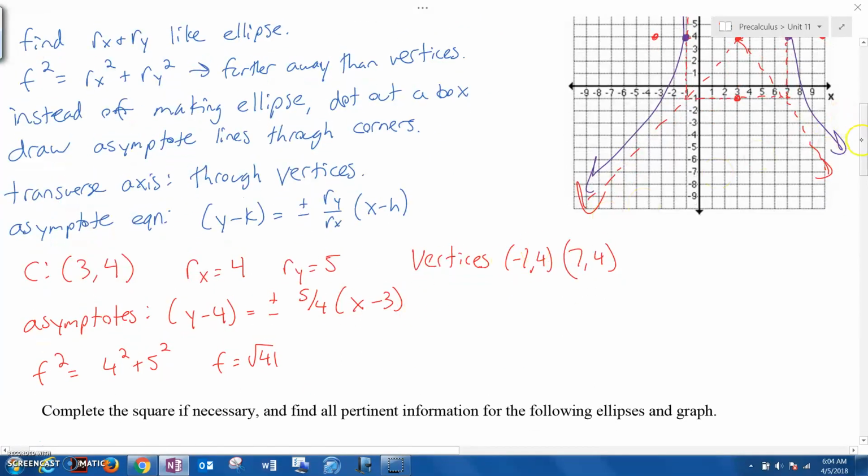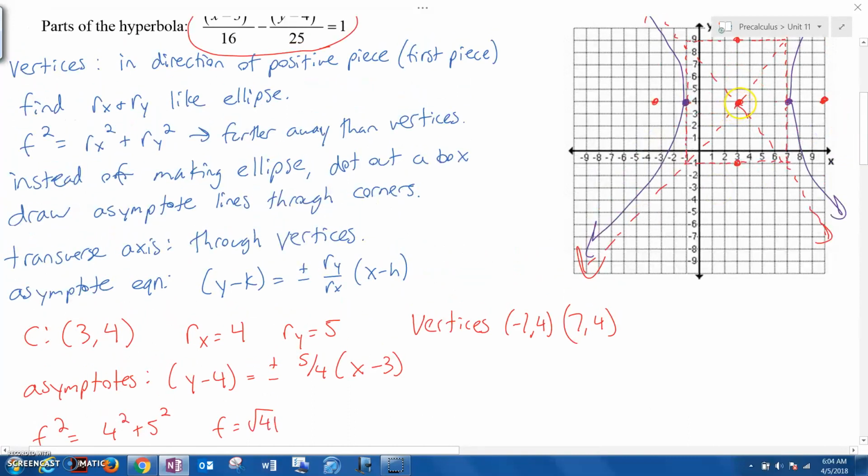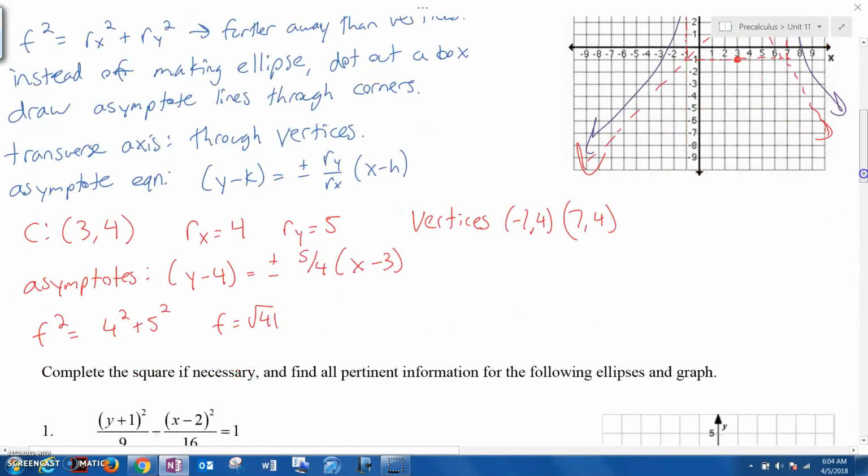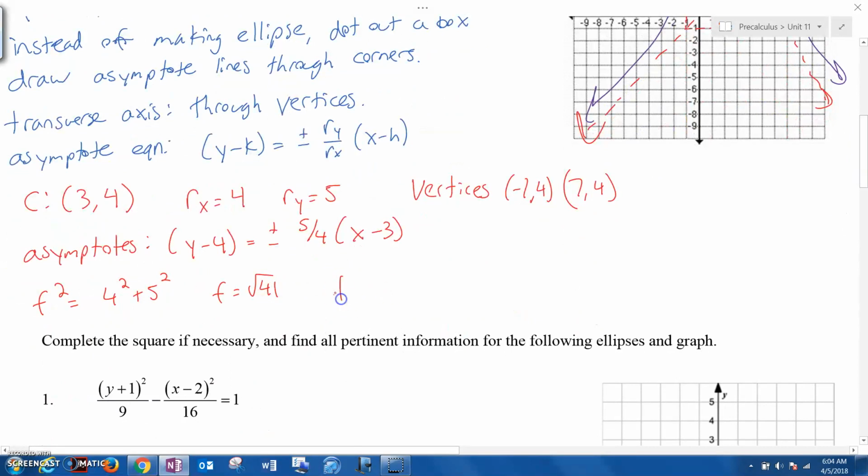So that means that to get to those points, it's just like doing the focus for the ellipse. You have to add it in the direction you're going. So we're at x equals 3. We want to add and subtract root 41. So the foci are at 3 plus or minus root 41, and then we're still at a height, or a y, of 4.